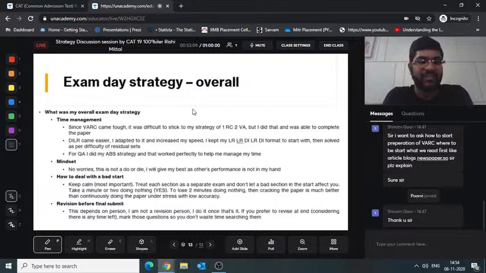Last point, but not the least, revision before the final submit. This depends on the person. I personally am not a revision person. I do it once and that's it. I am happy with my answer. But if you are a person who likes to revise at the end, considering obviously that there is any time left, mark those questions so you don't have to waste time searching them in the end. Okay? And this works in all the sections.